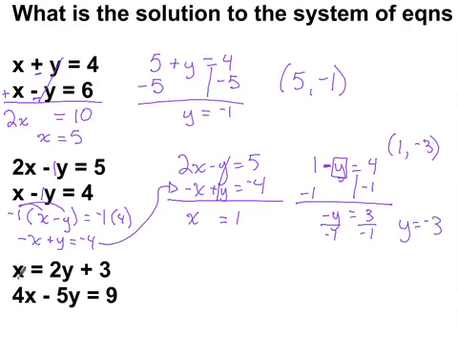Well, I already have an x all by itself over here, so to me that just screams do substitution, it's the easiest. So that's what I'm going to do. I'm going to take this whole piece, and I'm going to substitute it in right here for that x. So I have 4 times (2y plus 3) minus 5y is equal to 9.